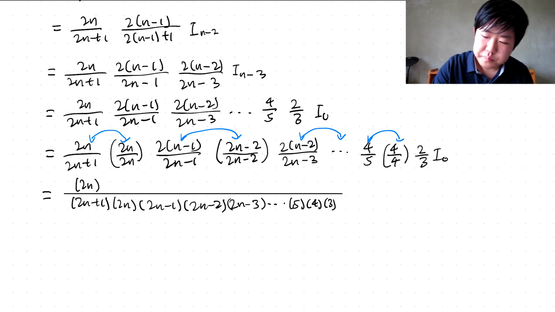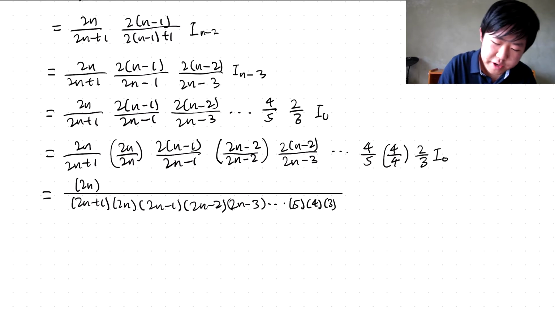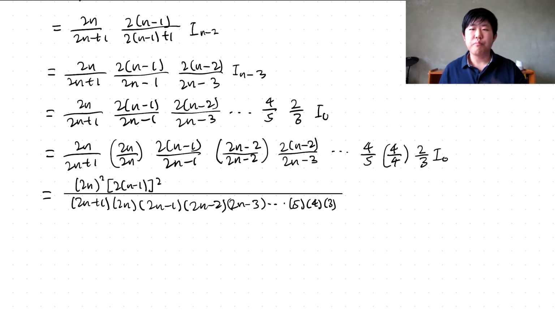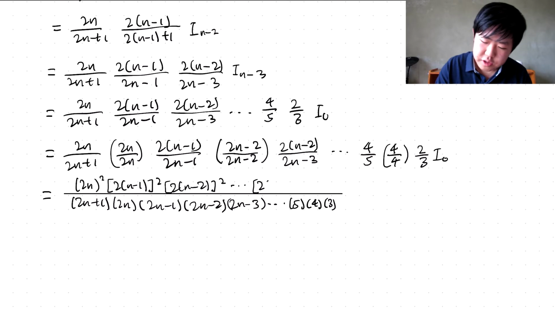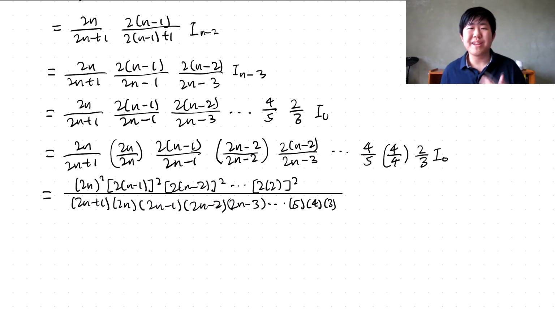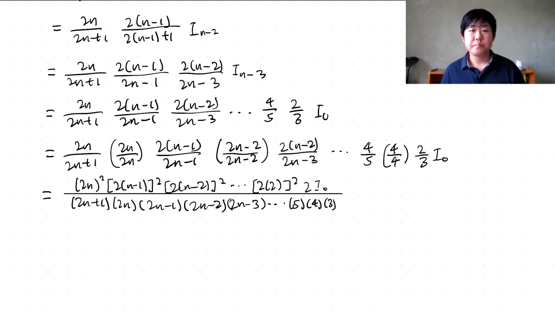So what I'm going to do is combine them. It's going to be 2n squared, and then here's going to be 2n minus 1 squared. So 2 bracket n minus 1 bracket is the same as 2n minus 2, just for a heads up. And then here, it's going to be 2n minus 2 squared, dot, dot, dot. 4 is 2 times 2, so I'm just going to write 2 squared, just so we can see a clear pattern here. And then 2 I0.